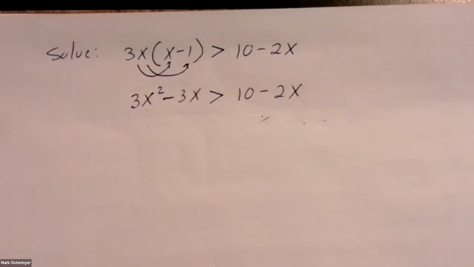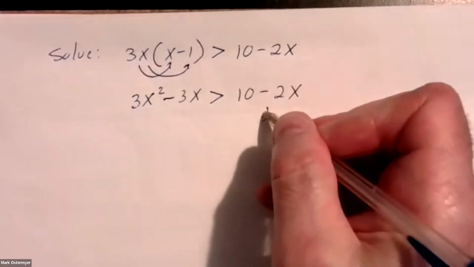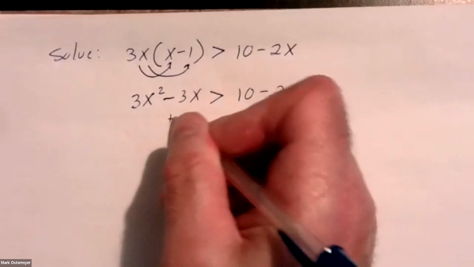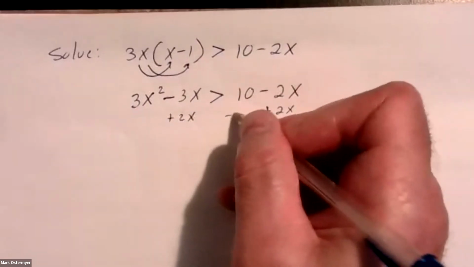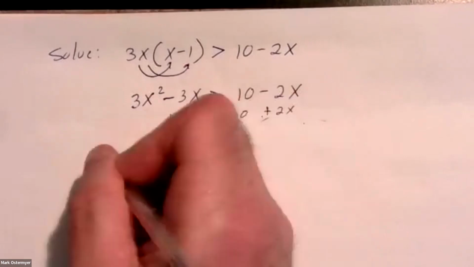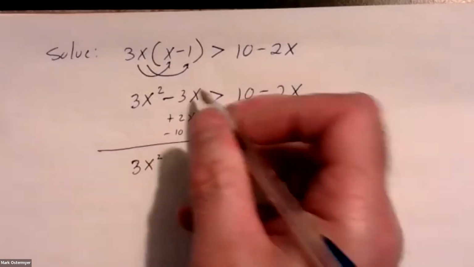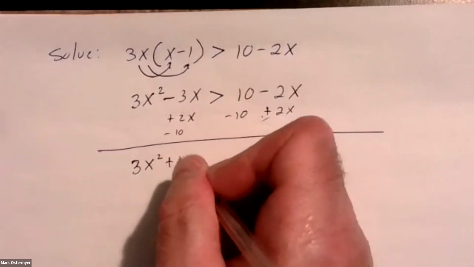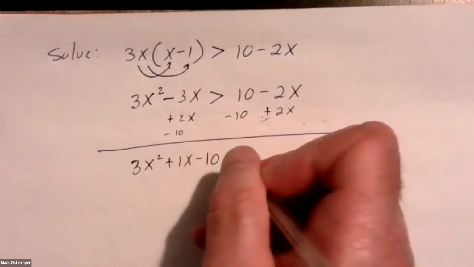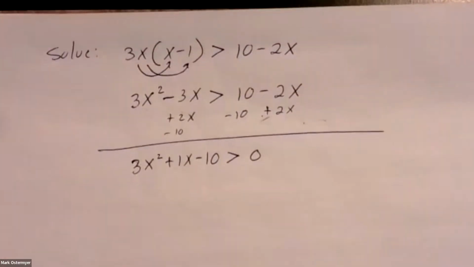Now what we have to do is solve this quadratic or polynomial inequality. To do that, I'm going to move my 2x over to the left side by adding 2x to both sides. And I'm also going to subtract 10 from both sides. When I do all that, my left side is going to be 3x squared, negative 3x plus 2x is plus 1x, and then I've got my minus 10, and that's going to be greater than 0. Does everybody understand how I got my inequality down to there?